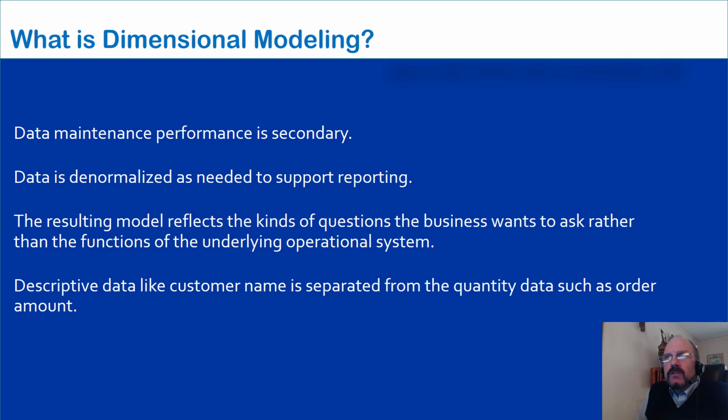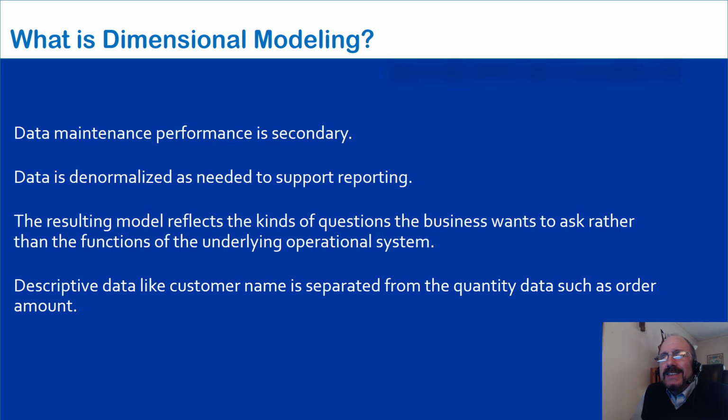So specifically, what are the features of dimensional modeling? Data maintenance performance is secondary, as we said. Data is denormalized as needed to support reporting. And you get a lot of fight from people who tend to come from the OLTP design side of things when you talk about that. It's very important though. The resulting model reflects the kinds of questions the business wants to ask. So the idea is the model is not designed to reflect some sort of maintenance. It's designed to be optimal for people asking questions about the data. What's our sales this year? What's our sales this year over last year? So you organize the data correspondingly.